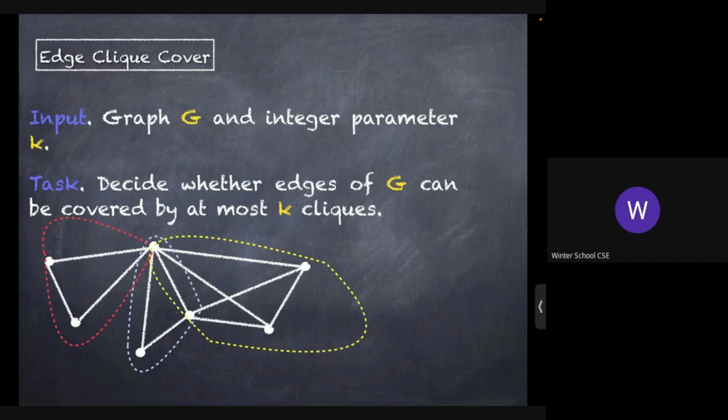The problem is h-click cover. The input is again a graph G and an integer parameter k. The task is to decide whether the edges of G can be covered by at most k clicks. Some edges could be covered by several clicks, I don't care here, right? Here is an example of a k-click cover: one click, another click, and a third click, and all edges are covered.